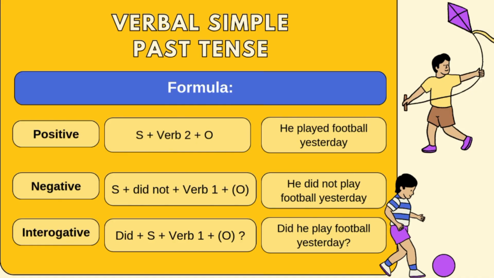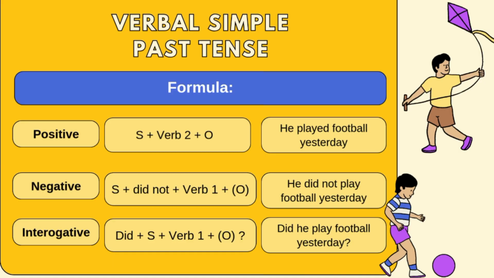Next, the negative form. The pattern is subject plus did not plus verb 1. This is where many students get confused because they expect the verb to stay in verb 2. But actually, when we use the word did, it already carries the meaning of past. So we don't change the main verb anymore. For example, he did not play football yesterday. The verb returns to its base form. This is because the words did not already make the sentence past and negative.